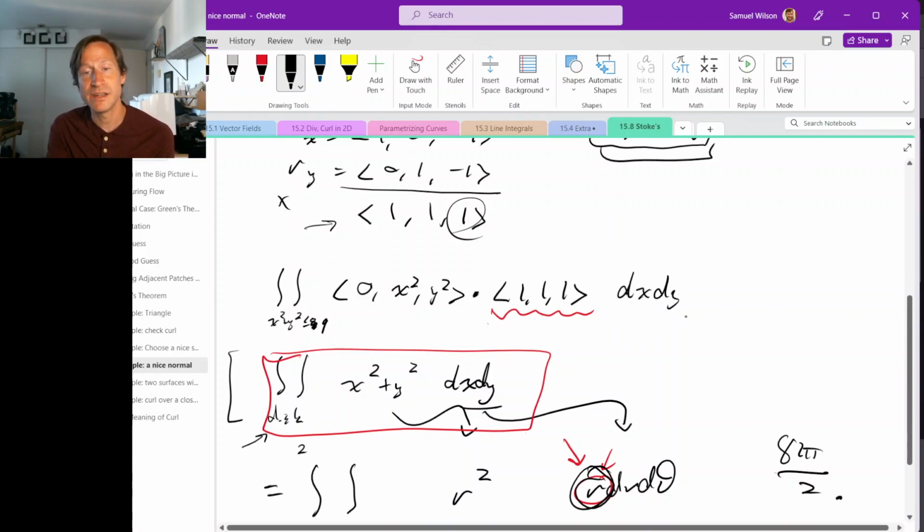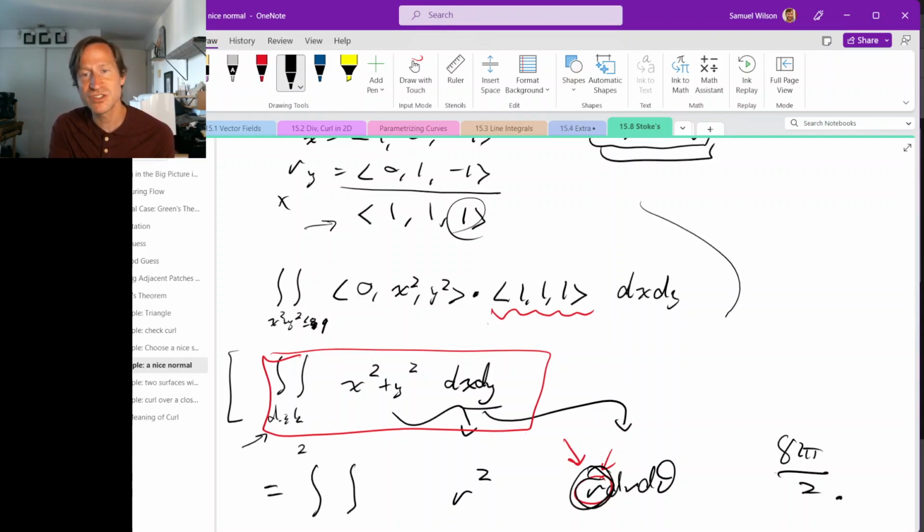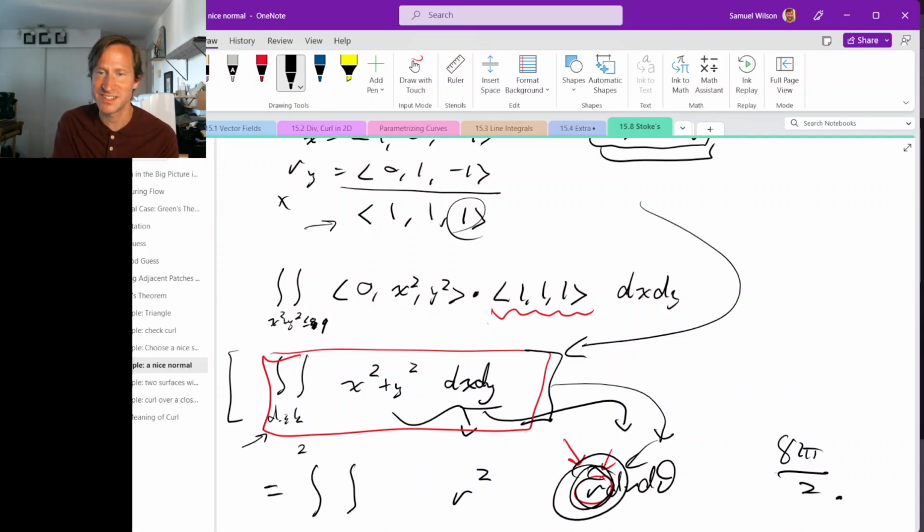If you rewrite a surface integral as a double integral using Cartesian coordinates, and then you take that double integral and switch to polar coordinates, well, now you're just doing a regular coordinate change in a double integral. That's when you have to stick this r in here.